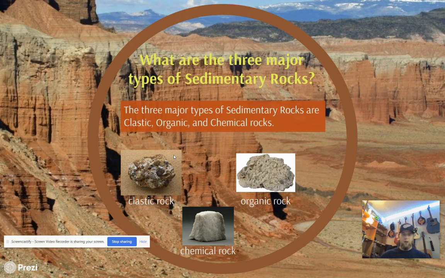So some of these chemical rocks that we'll look at can be what's called precipitated, meaning from a gas that's really high in minerals, or just from different chemical processes that come along. You can have a chemical type of sedimentary rock.